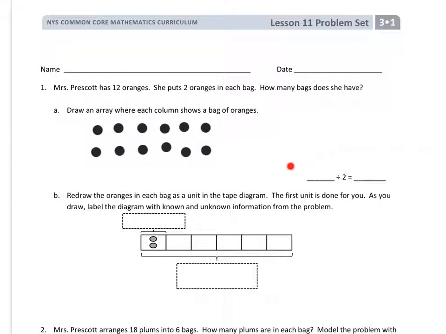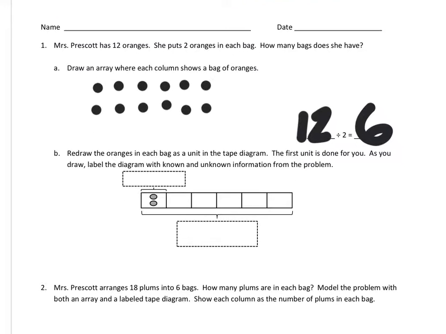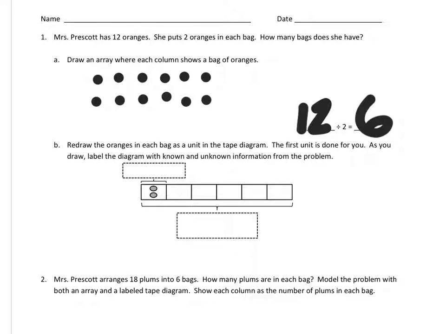Alright, so let's do our division sentence. Remember, in division I always start with my total. So how many oranges did we have? 12 oranges. And then 2 oranges in each bag is my divided by 2. How many bags did we end up using? 1, 2, 3, 4, 5, 6 bags. Okay, and I'm going to swap my pen size out there. There we go. Okay, now I'm going to do the same problem in another way using a tape diagram.